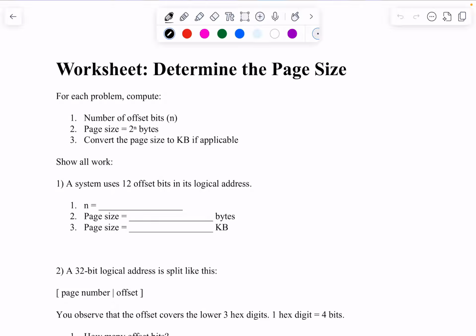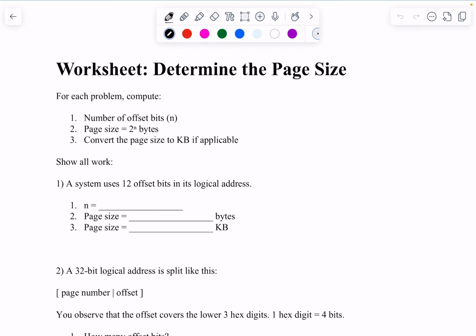So, we're going to use three different relationships. The first one is the page size, which is 2 to the nth byte. Then we're going to get the offset bit. Again, that's going to be 2 to the n. And then if we know the logical address size, which is M, and the page number bits, then normally we can get the N, which is M minus the page number bits.